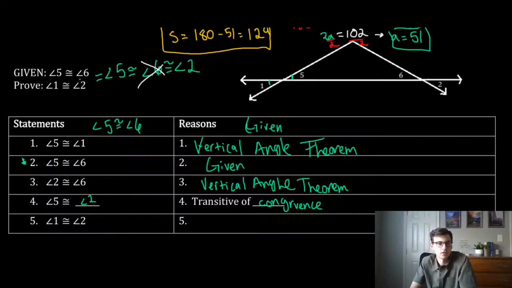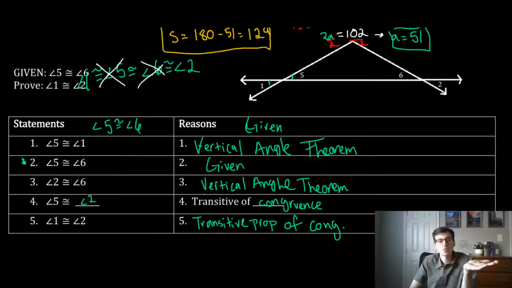Okay, and now, because I know that angle 5 is congruent to angle 1, sorry if you can hear Sunny in the background, she's just living her best life. Right, angle 1 is congruent to angle 5. That was congruent to angle 6, which was congruent to angle 2. Well, now I can say angle 1 is congruent to angle 2 by the transitive property of congruence. And there's your proof, right?